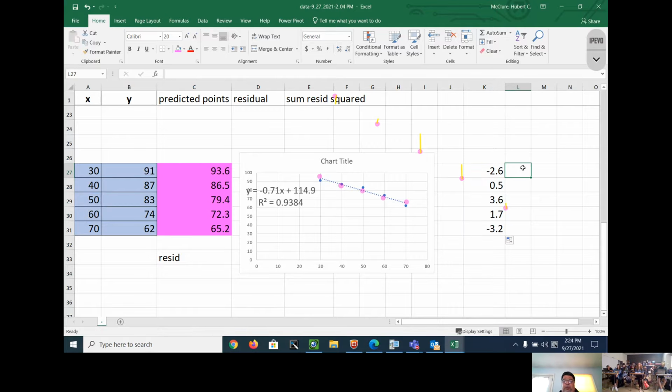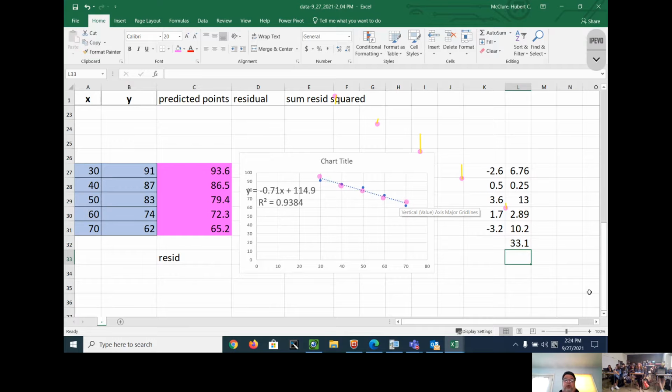And then I'm going to square those and add those up. And I'll be willing to bet you that this one's going to be smaller than the first one. And that's telling you that the line of regression does a better job with 5 points than with 2 points.